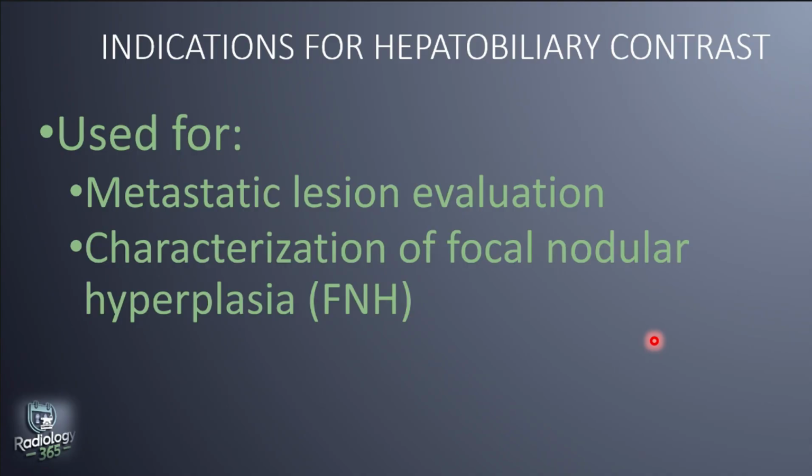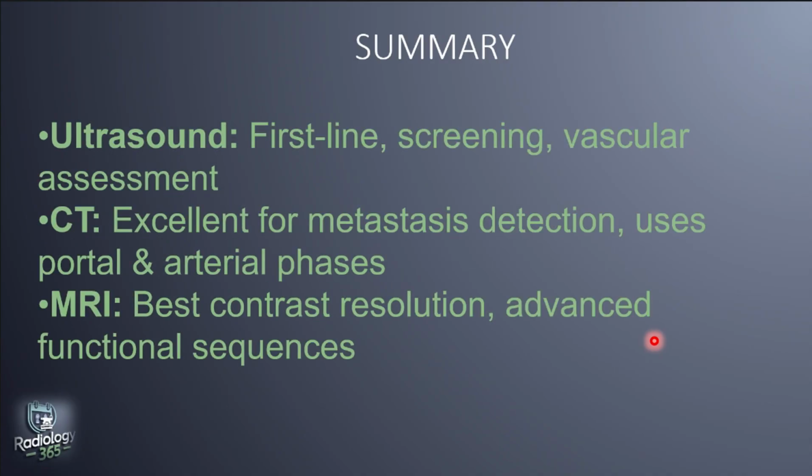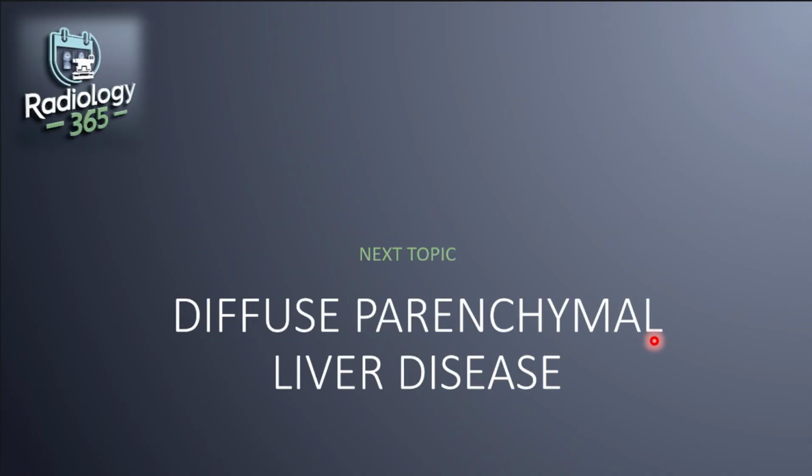So to summarize, ultrasound is best for screening and vascular flow assessment. CT is the go-to for metastatic disease and general evaluation, especially in the portal venous phase. MRI, with its excellent contrast resolution and advanced sequences, is the most powerful tool for lesion characterization and functional imaging. Next, we'll talk about diffuse parenchymal liver diseases.